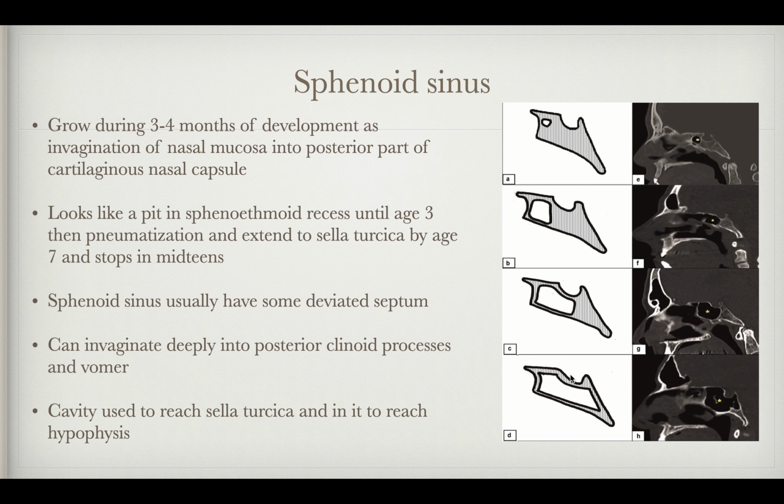As you can see here, the progression, first this is not very large at all. Here's the deeper invagination. It's even bigger, and this is the largest one. There's hardly any bone at all. The cavity is used to reach the sella turcica, and then to reach the hypophysis, and that's where if you have any kind of cancer on the pituitary gland, that's how the surgeons will operate.